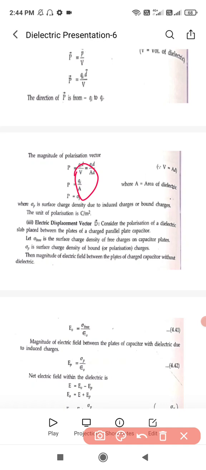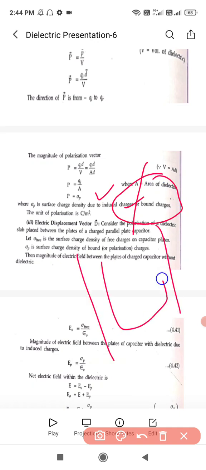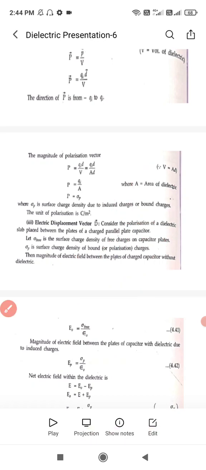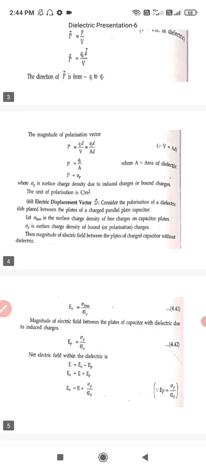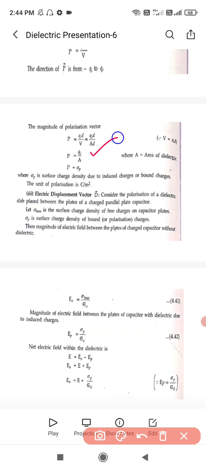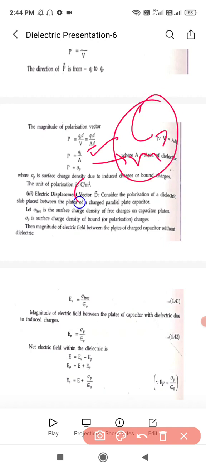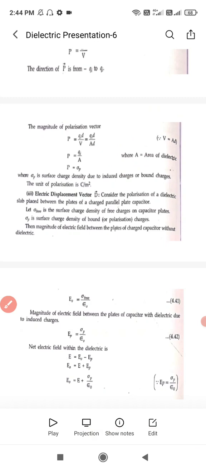Induced charge per area is also called surface charge density, or the boundary condition. After the application of the electric field within a dielectric material, an induced surface charge is obtained. The induced surface charge density has the unit coulomb per meter square, because Q is measured in coulomb and area is in meter square or centimeter square. That is, coulomb per meter square is the unit of polarization.